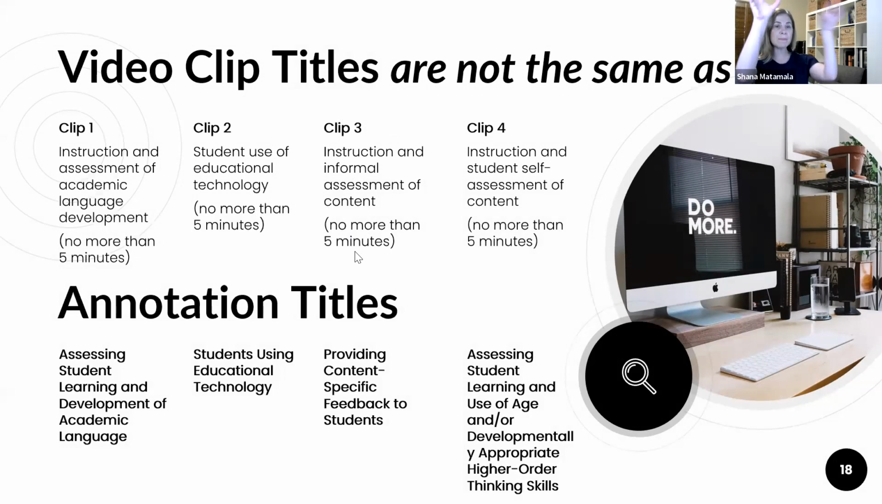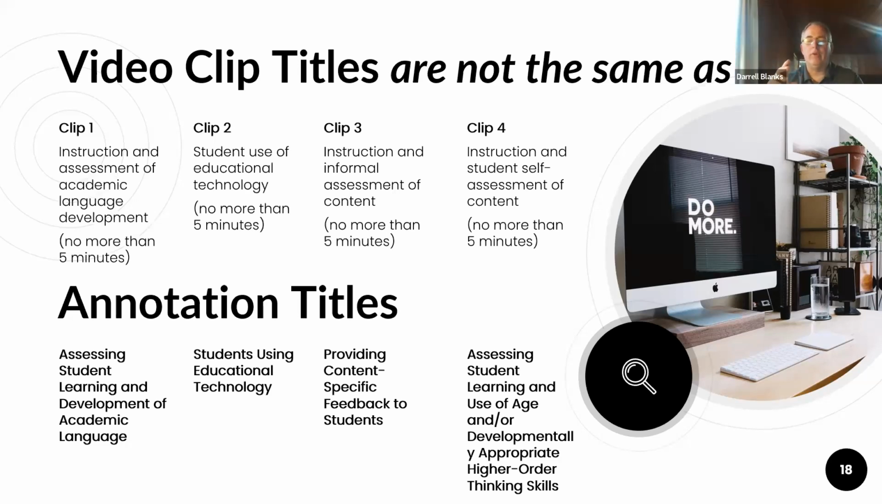So you upload both of these video clips into Pearson, and then all of these annotation titles will automatically appear and you'll be able to select them. And you can use these annotation titles across all four video clips. So you may be using higher order thinking in all four video clips. You may be using technology in all four video clips. Does that make sense? Or maybe Darrell can explain it better.